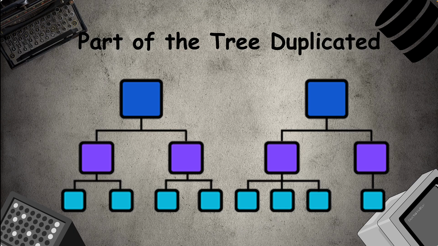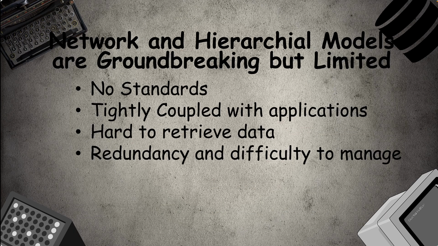So while these early models were groundbreaking at the time, they were also tightly coupled with specific applications. They were very hard to navigate, and they lacked any solid way to prevent data redundancy or inconsistency. Remember the taxi analogy? Without structure and standardization, each system was its own confusing city map.